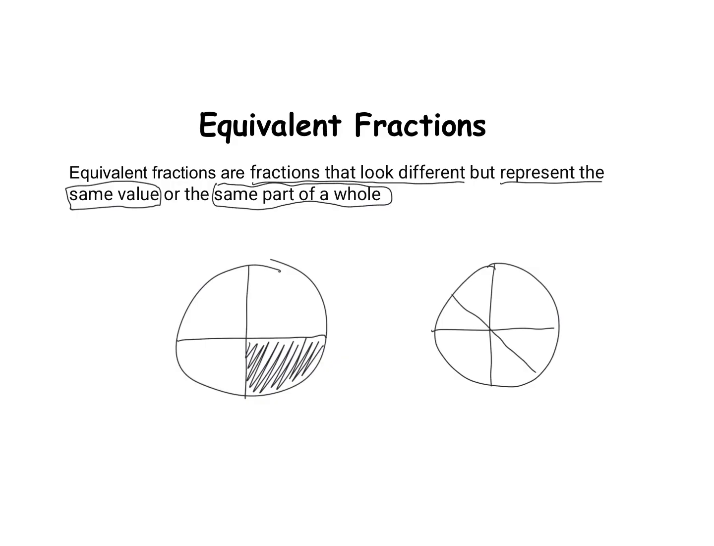How many slices would I have to eat to eat the exact same amount as before? This time, I'm still going to eat 1/4 of the pizza, but now it looks like I'm eating 2 slices. That's how much I ate. Just because the amount of slices is different, it doesn't mean I ate less pizza. It just means it was cut up differently than before. This is what equivalent fractions are. Either way, I'm still eating the same amount of pizza. That's what it means to represent the same value.